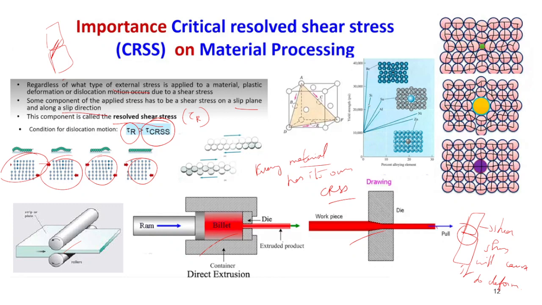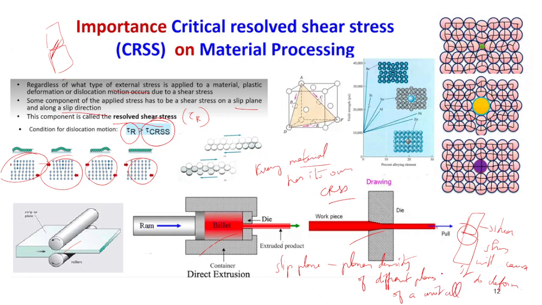How to identify a slip plane? Slip planes are usually identified by planar density. To identify the slip plane, you have to find the planar density of different planes of a unit cell.